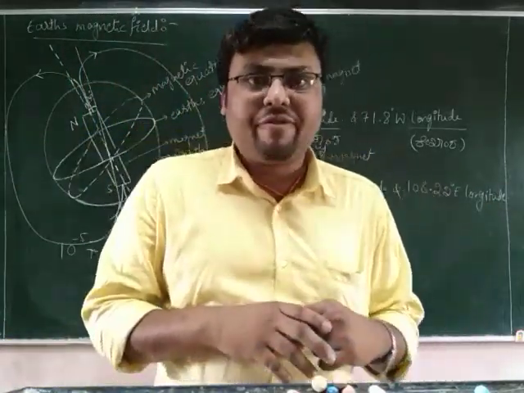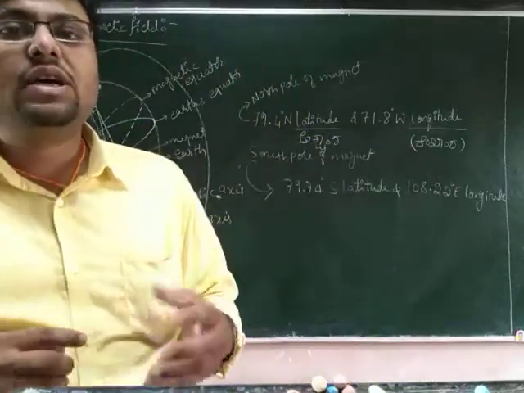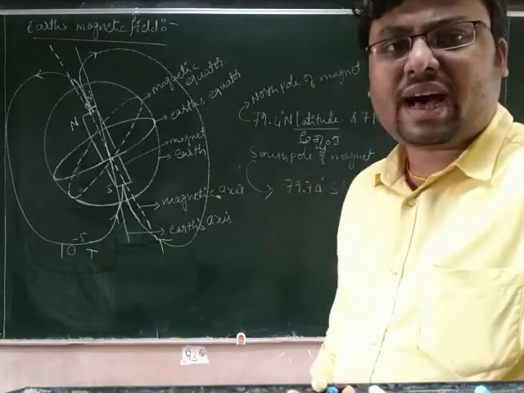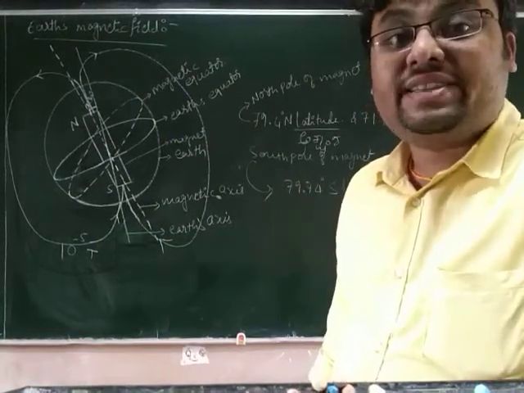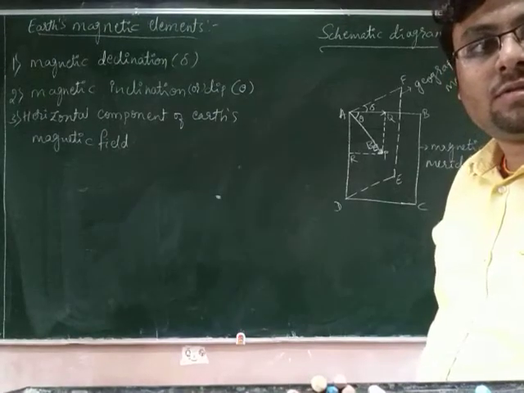This is called the dynamo effect. And due to that current, we are going to have the magnetic property for the earth. So these are some of the assumptions, but exactly what it is, we don't know yet.